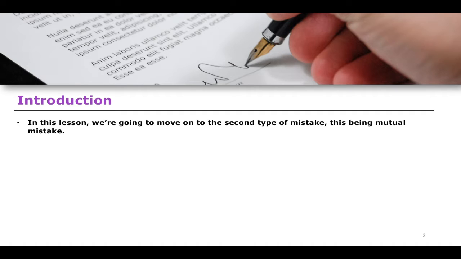And we noted that common mistake can exist in various different forms, noting, for example, that mistake as to quality is representative of quite a weak form of common mistake. But then you also have mistake as to the existence of subject matter, as well as mistake as to the true owner of the subject matter, both of which are far stronger concepts of common mistake.